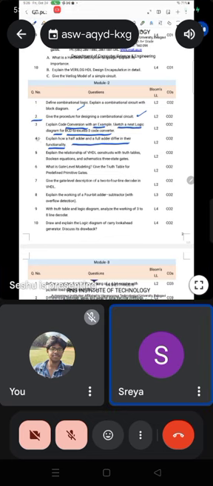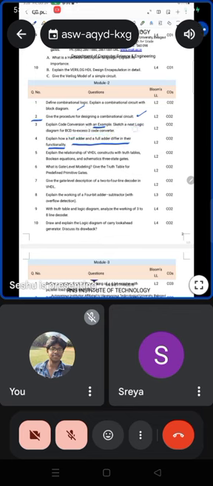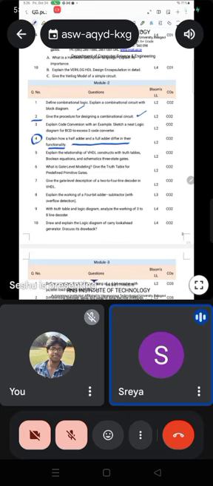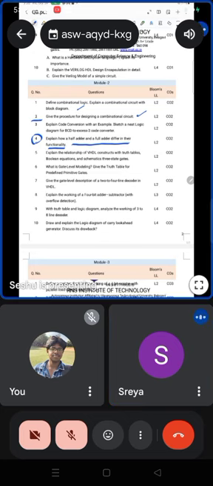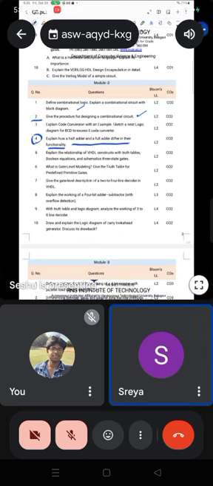So in that, now we are going to see the fourth question. What is the fourth question? You can take it down. Explain how a half adder and full adder differ in their functionality. This question only we are going to see today: how a half adder is going to be designed, and how a full adder is going to be designed, and how they differ in their functionality.